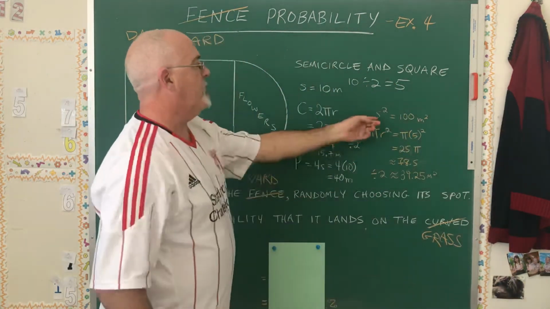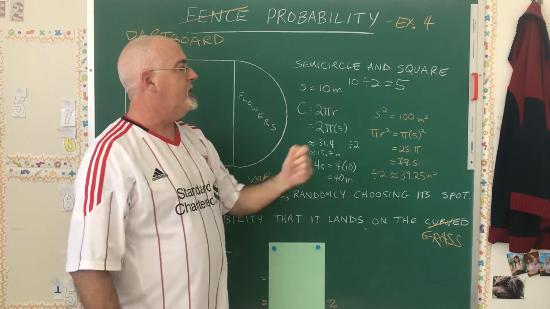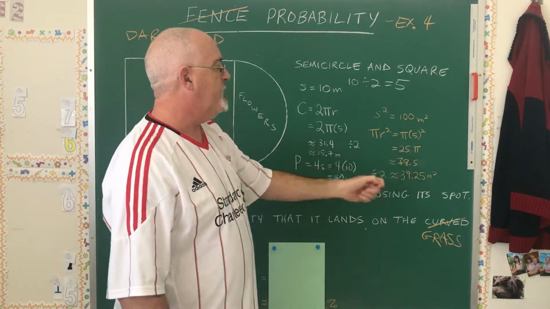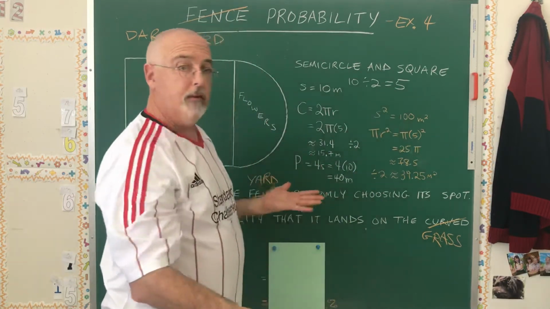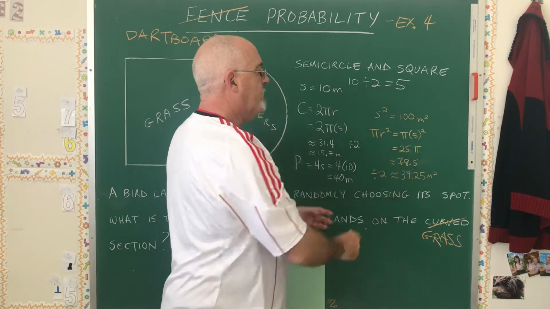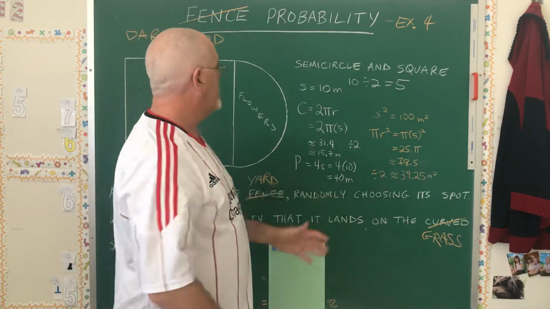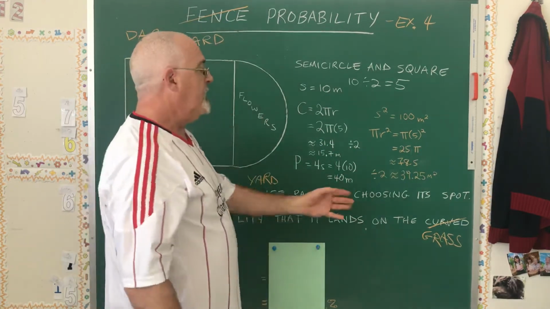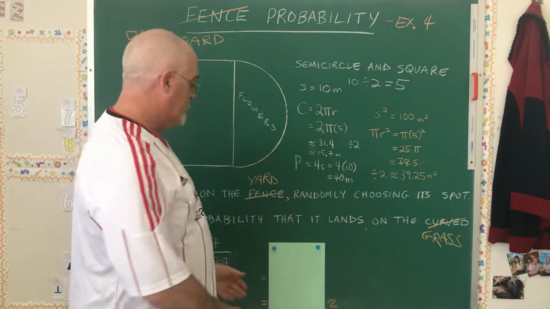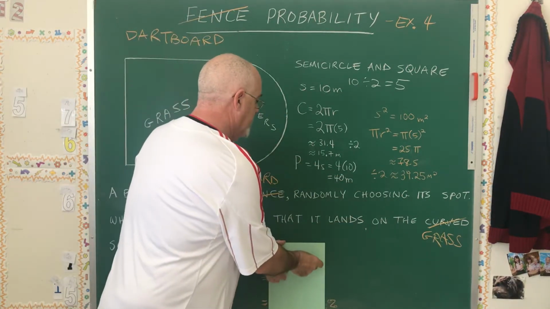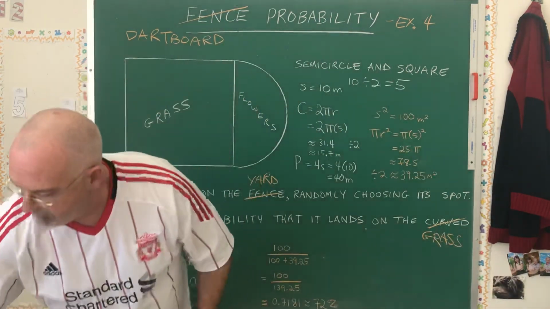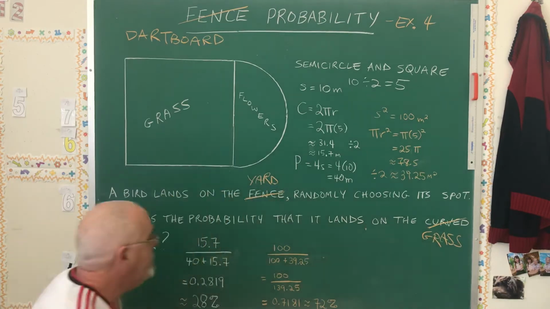So the area of the square is side length squared. 10 squared, it's 100 meters squared. That's quick. And then the area of the circle is pi r squared. Remember, our radius is 5. It's still 5. So pi times 5 squared gives me about 78.5, but I have to divide by 2 because it's not a circle, it's a semicircle. Therefore, I have an area of the flowers of 39.25 meters squared, and I can use those values in my probability calculation.